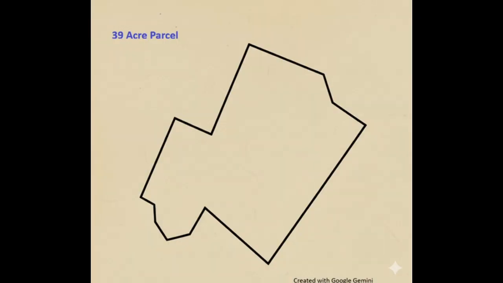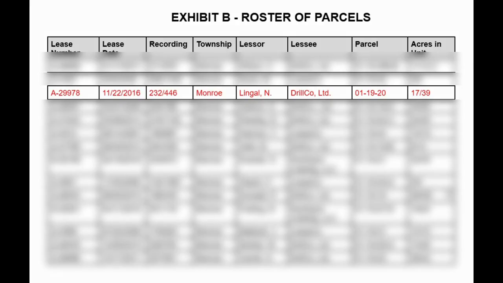Imagine we've got a 39-acre parcel. The pooling declaration identifies that 17 of the acres are in the unit. But there's no map, so you don't know which part of the parcel is in the unit and where the 22 acres not in the unit are located. The ambiguity caused by this situation can place a cloud on oil and gas title.